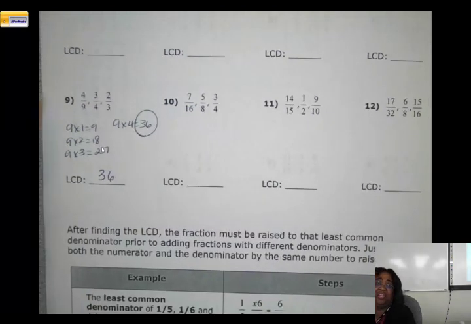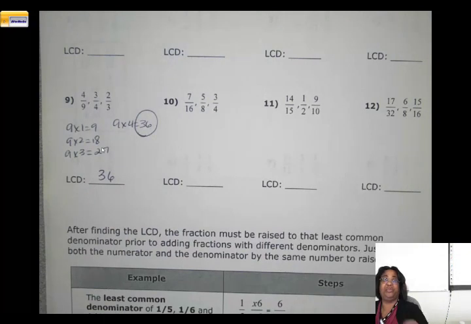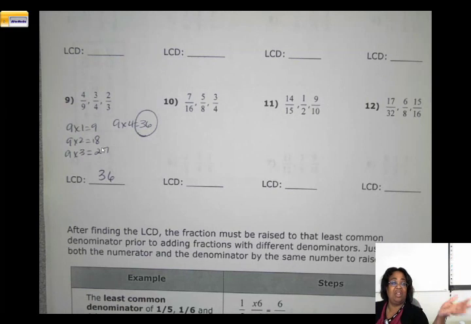That's a shortcut. Instead of writing all the multiples for 9 and all the multiples for 3 and all the multiples for 4, if you will just take the largest denominator, write multiples for it, and compare it to the other 2 or 3 numbers to see if they go into it evenly. And basically 4 doesn't work until you get to 36. But 9, 4, and 3 will all go into 36 evenly, so that's how I'm doing this one.